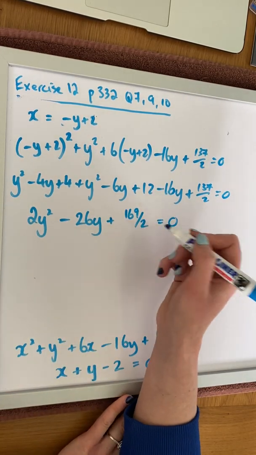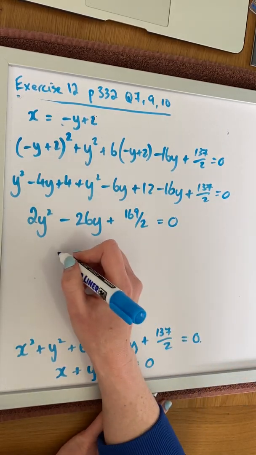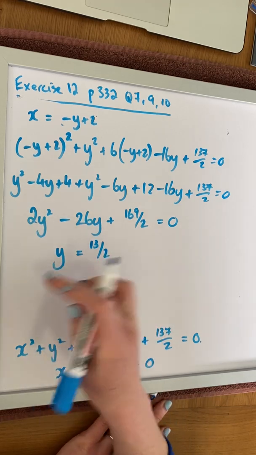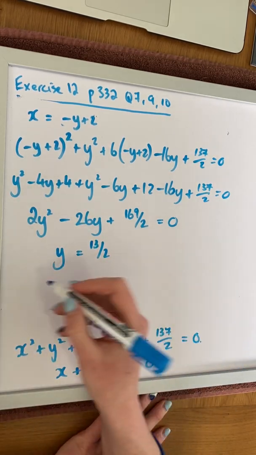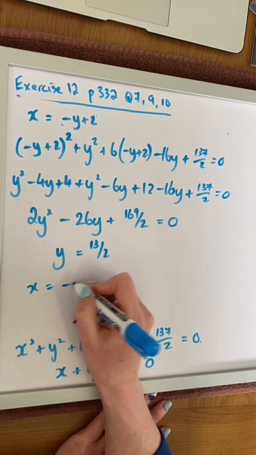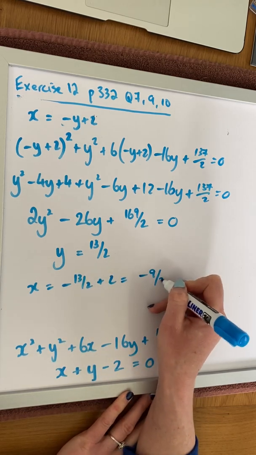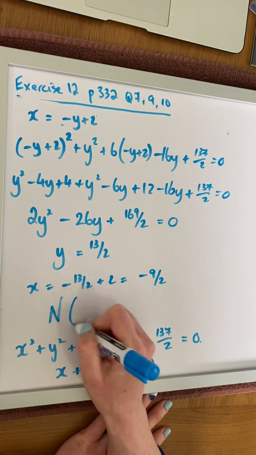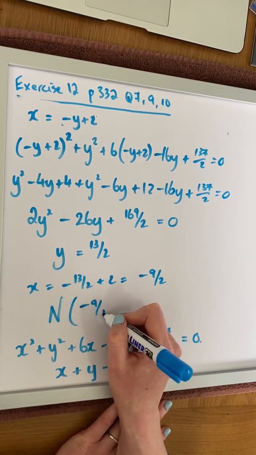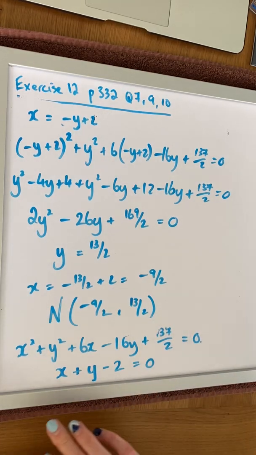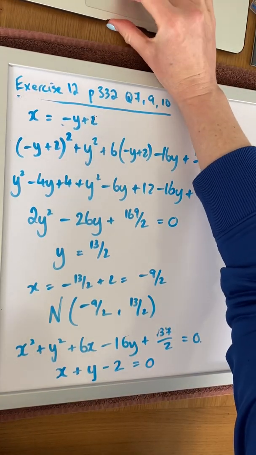From here, you can either use the minus b formula or factors, but using the minus b formula, we get y is equal to 13 over 2. There's only one root to this equation, and therefore x is equal to minus 13 over 2 plus 2, which is minus 9 over 2, meaning that the coordinates of the point N are (minus 9 over 2, 13 over 2), and that's the intersection point. So that's question 9.